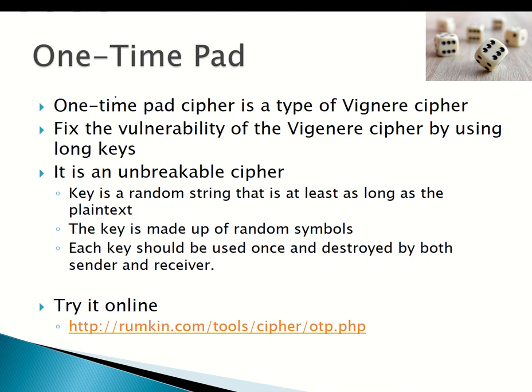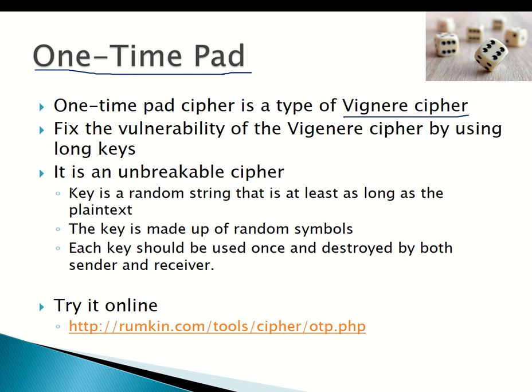We continue the second lecture and we will explain one of the classical cryptography algorithms called one-time pad. One-time pad is a very interesting algorithm. It's basically one of the Vigenere cipher types. It just fixes all the vulnerabilities or weaknesses that exist in the Vigenere cipher, so we can consider it as a transposition or substitution cipher.